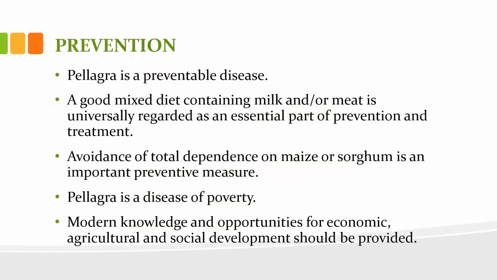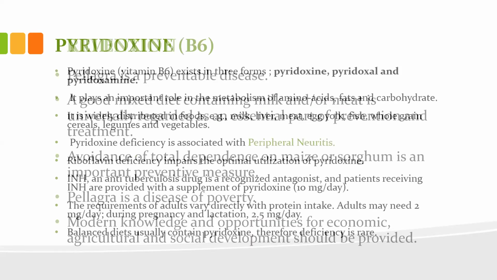So pellagra is a preventable disease. A good mixed diet containing milk or meat is universally regarded as an essential part of the prevention and treatment. Avoidance of total dependence on maize or sorghum is an important preventive measure. Pellagra is a disease of poverty. Modern knowledge and opportunities for economic, agricultural, and social development should be provided to the communities and people.